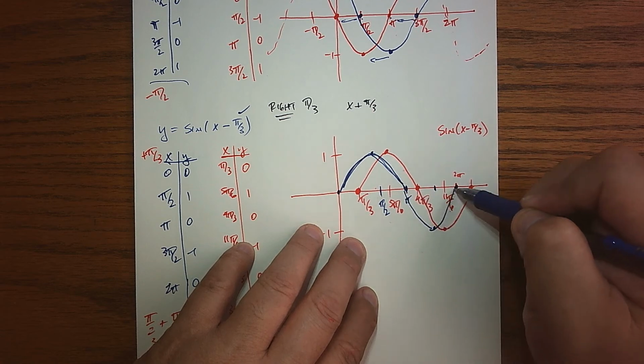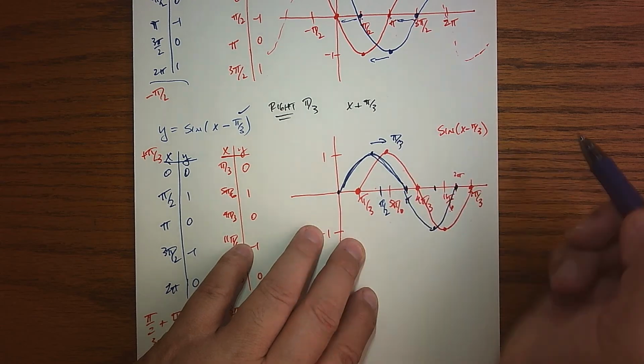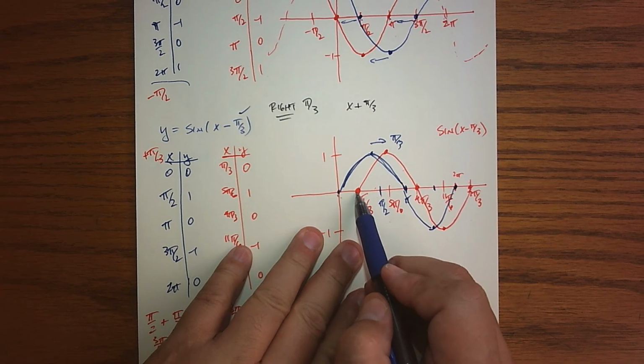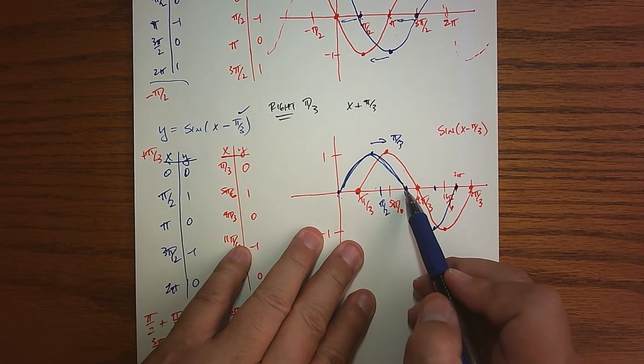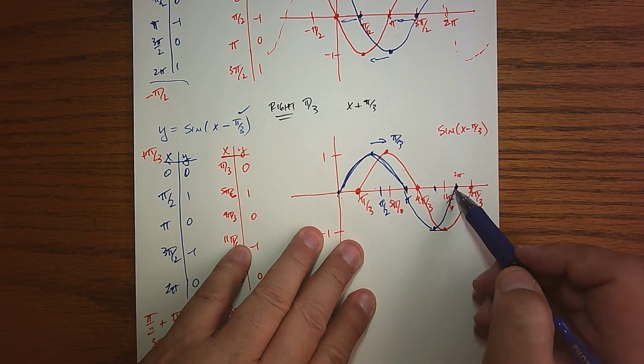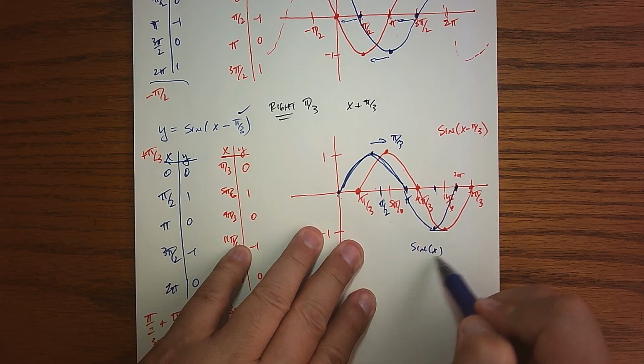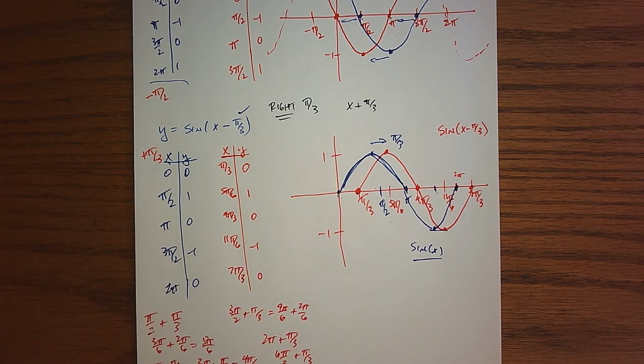So a little hard to get that scale, but you can see this whole graph moving over pi over 3 units. We moved over pi over 3, and again, and again, and again. So you can see that shifting with our normal sine graph right there. So that is a phase shift.